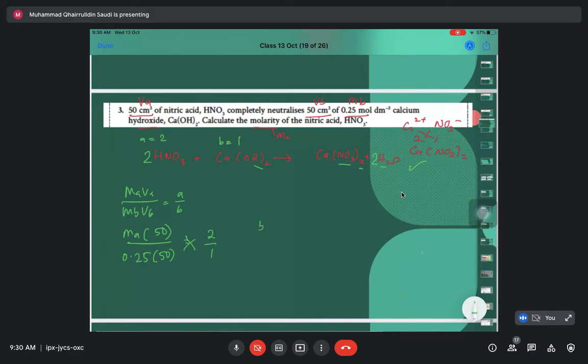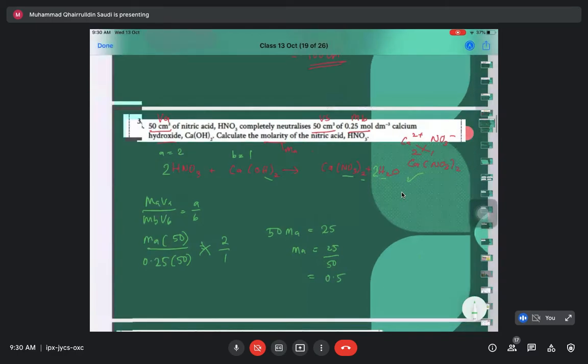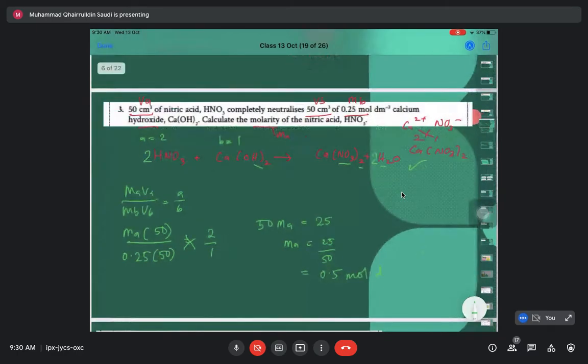50 MA equal to 0.25 times 50 times 2, 25. MA equal to 25 over 50, 0.5, is it? Yeah, 0.5 mole per dm cube. Dapat sama? We got the same answer as me?